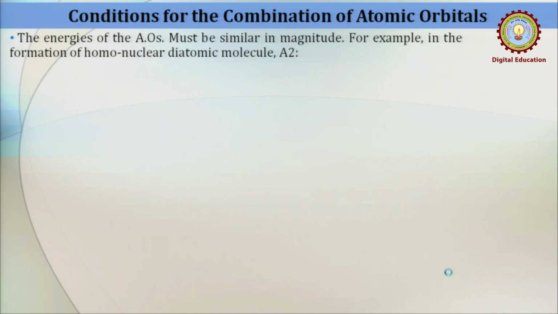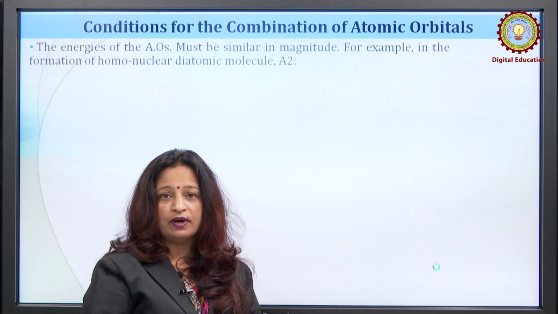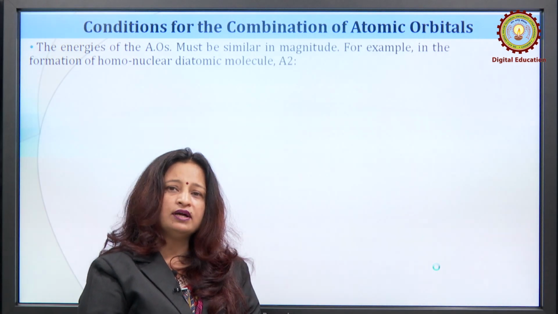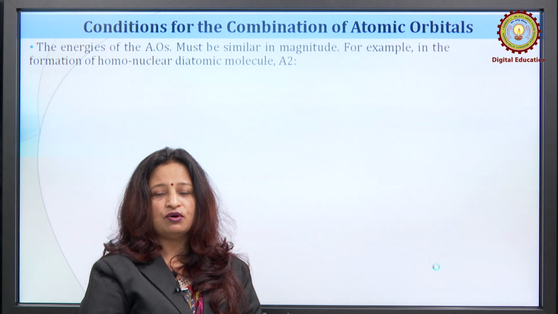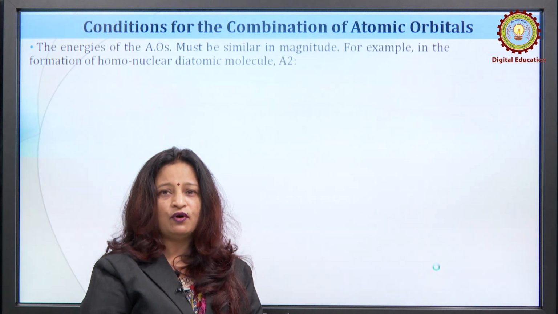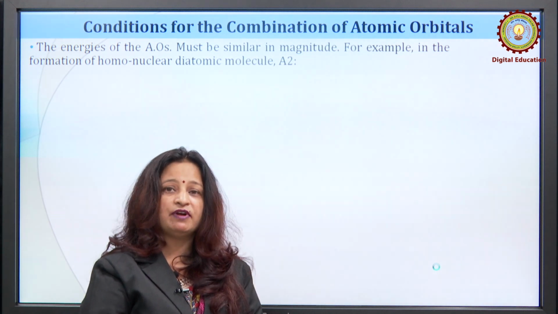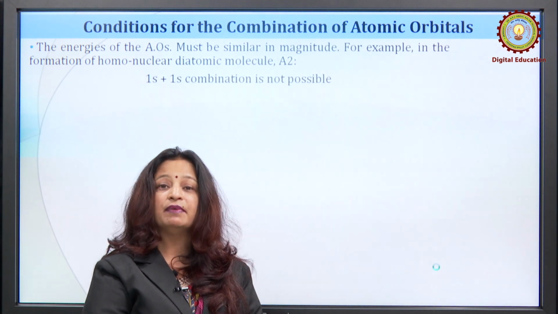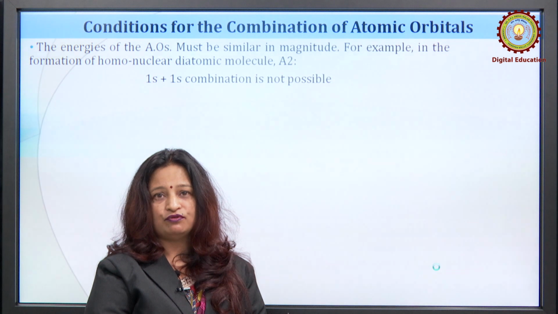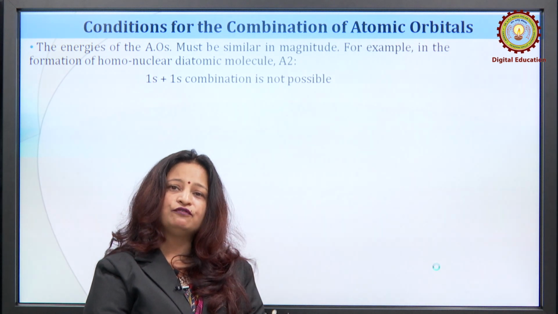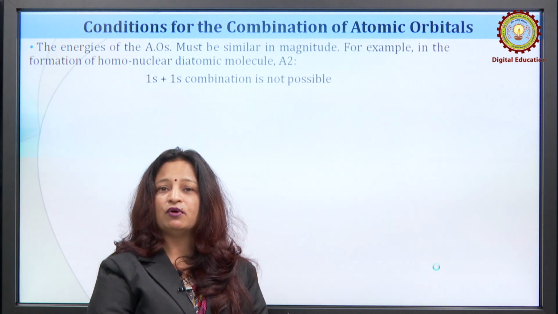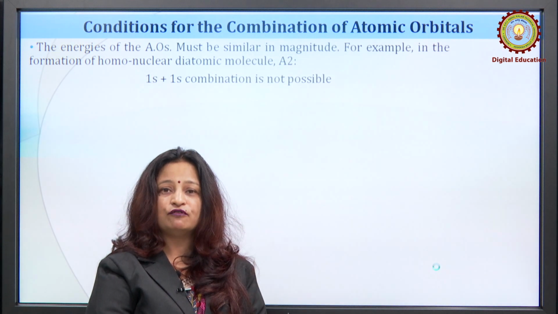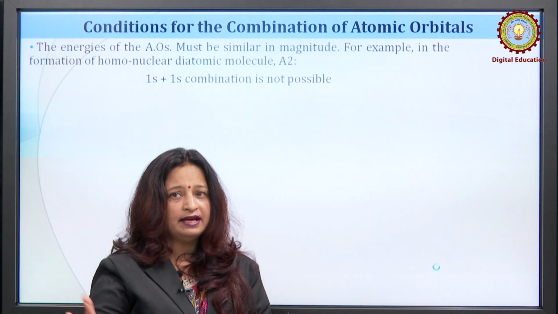Now, at the end, it is very important to understand, when we study the overlapping of atomic orbitals, what the conditions for the combination of atomic orbitals are. First of all, it must be very clear to everyone that the energies of the atomic orbitals must be similar in magnitude. For example, we will be considering the formation of homonuclear diatomic molecules in the next session.